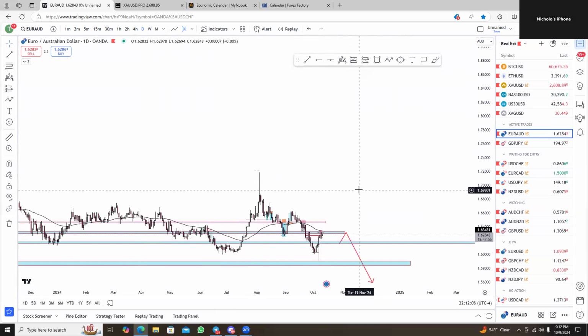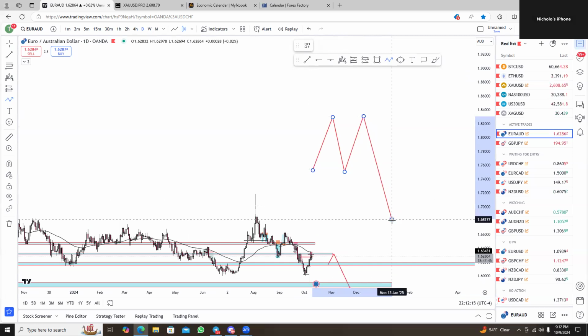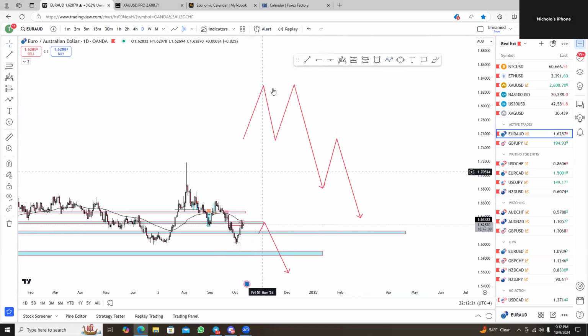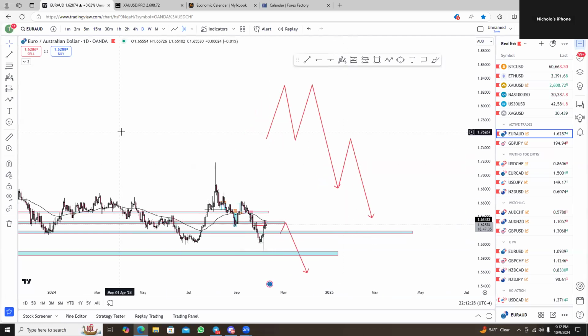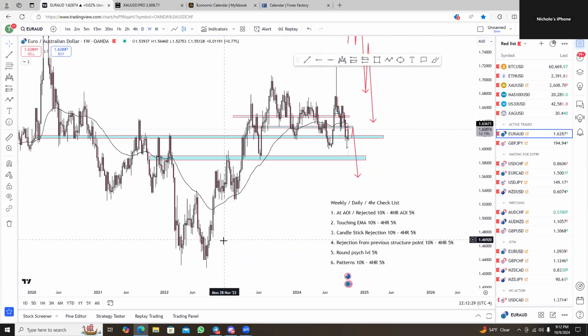Okay. Now let's talk about double tops and double bottoms. A double top is just as explanatory, right? Double top, break, neckline retest, take it. Now let's see if we can find a double top for you.